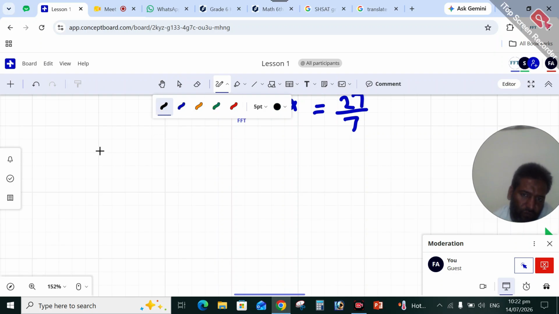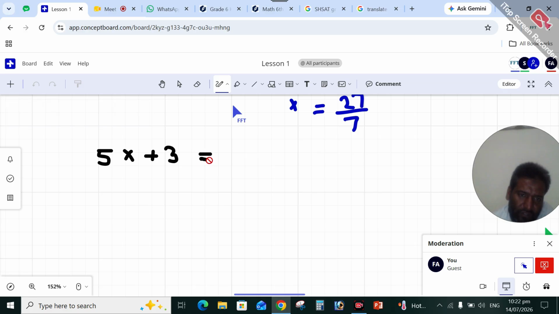Like 5x plus 3 is equal to 15. Solve this question. It will be 12 over 5. x equals 12 over 5. Yes, you just do this.